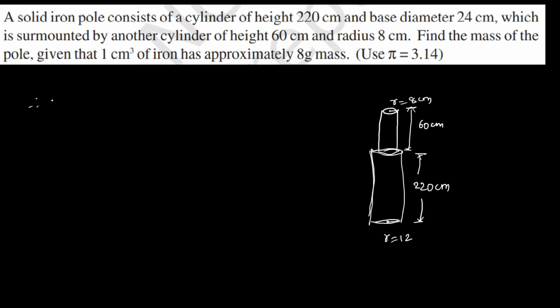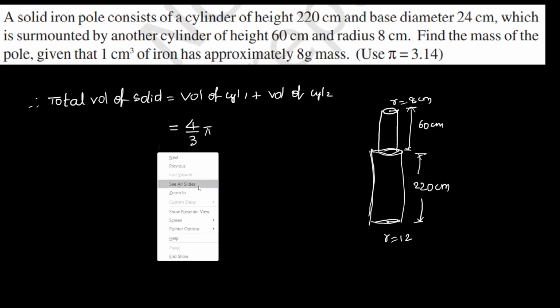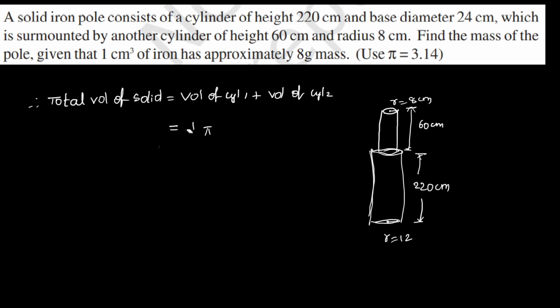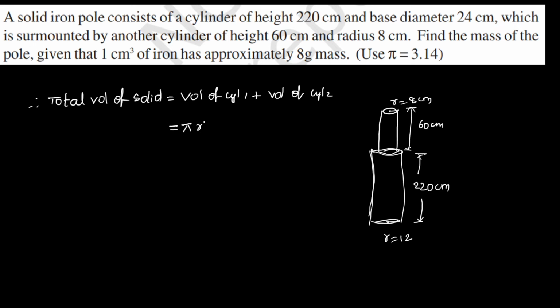So therefore total volume of solid is given by volume of cylinder 1 plus volume of cylinder 2. So volume of cylinder 1, and what is the volume formula? 4 by 3 pi r cube. Sorry, it is a cylinder for us. If it is a sphere it is 4 by 3 pi r cube, for a cylinder it is pi r square h. So pi r square h plus pi r square h.